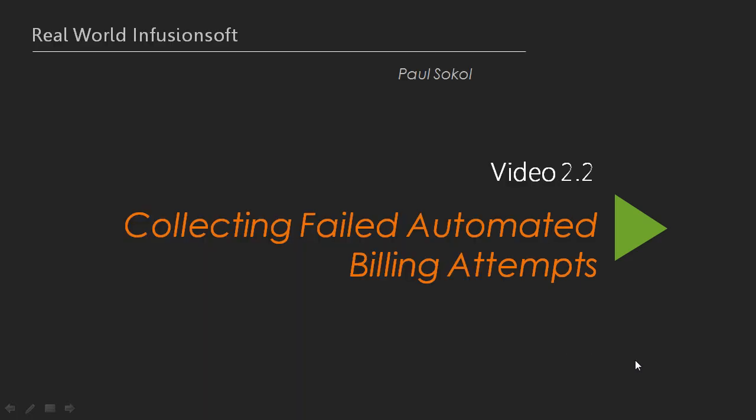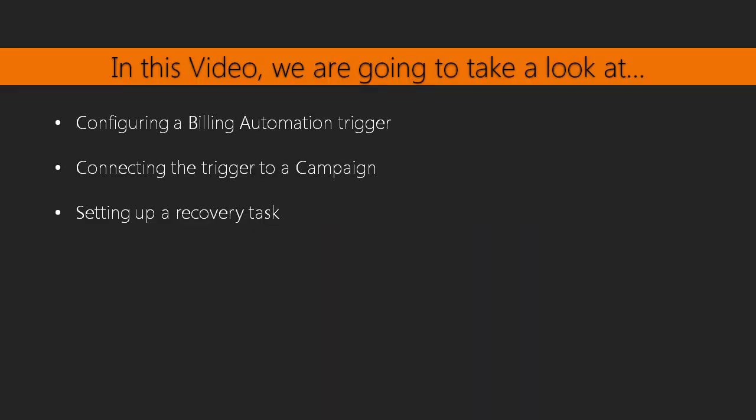In this video, we're going to look at collecting failed automated billing attempts. When using payment plans or selling subscriptions, it is critical to have a failed billing recovery process in place to ensure that money isn't slipping through the cracks. Infusionsoft has billing triggers available that can automate based on a failed payment attempt to streamline this process. So in this video, we're going to look at configuring a billing automation trigger, connecting the trigger to a campaign, and setting up a recovery task.